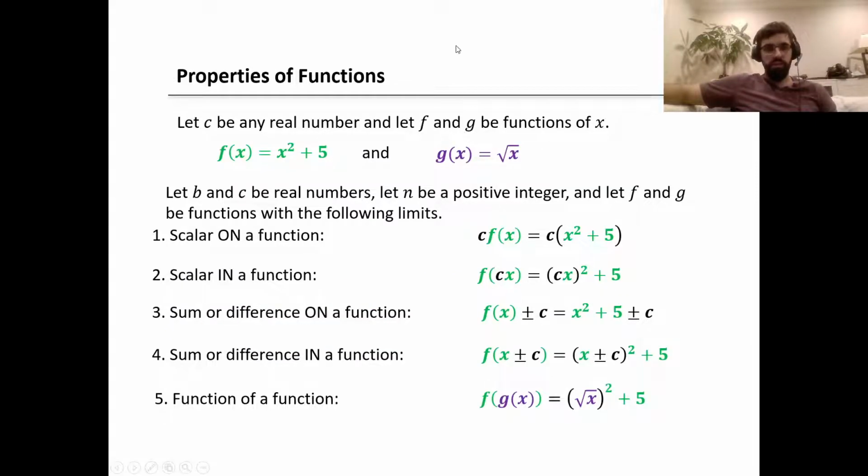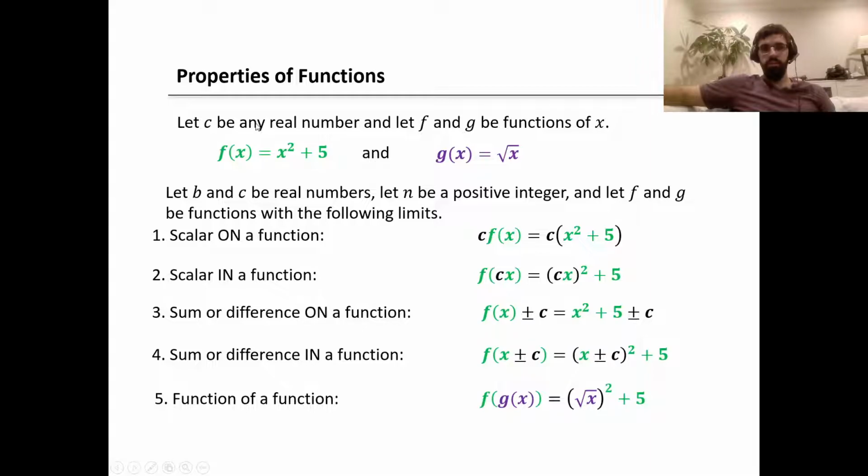To highlight a few examples, we're going to use a couple of example functions. f of x equals x squared plus 5, and g of x equals the square root of x. We have 5 properties here. We can do multiplication, addition, or subtraction on a function, so on the output, we can do something to that. Or we could do multiplication, addition, or subtraction in a function, so we change the input values, like in properties 2 and 4.